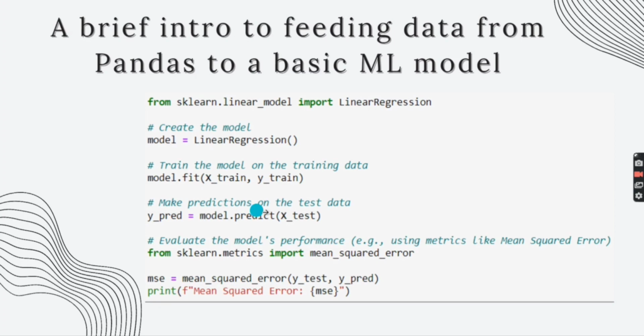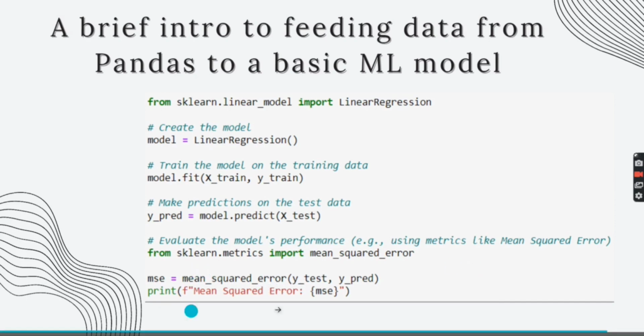Then we have to make our predictions on the test data. So we can just predict on our X_test and put it in our y_pred column. We can also evaluate our performance using metrics like mean squared error, accuracy, precision, etc. And we can print it out the same way.